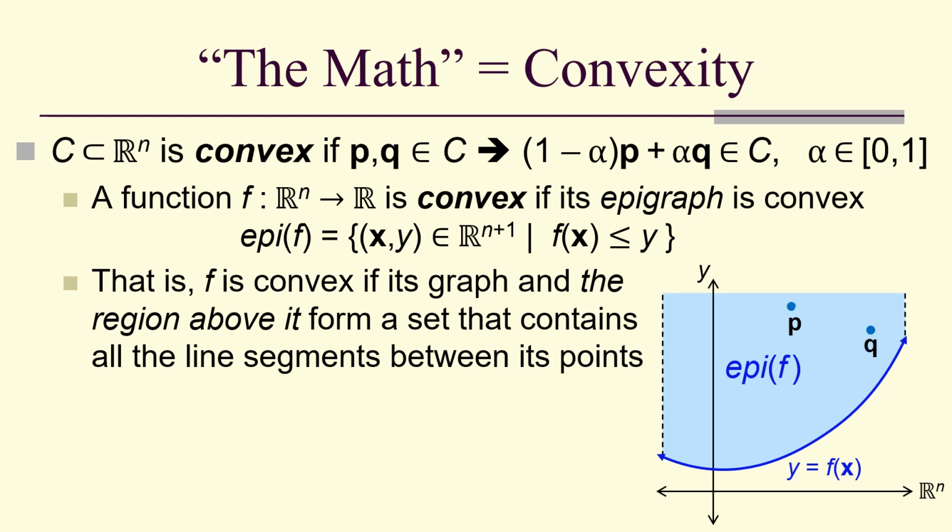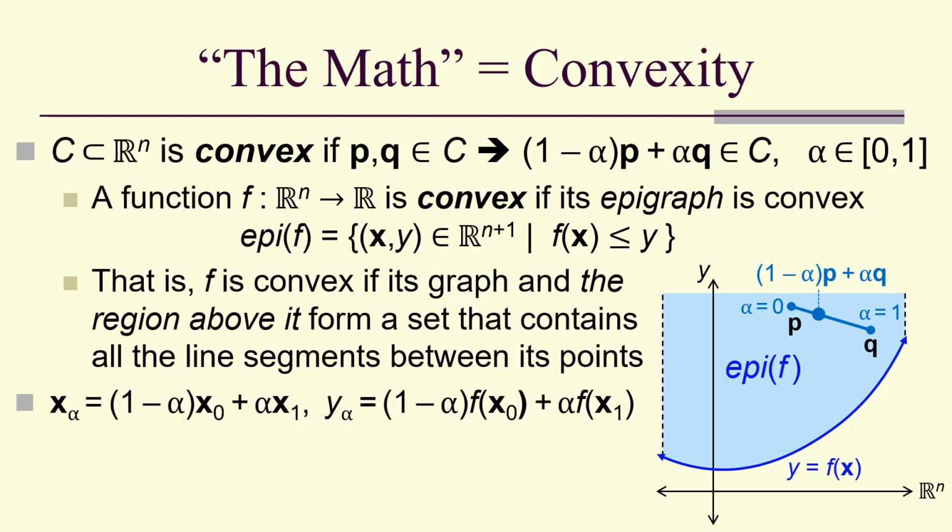In other words, if the epigraph is convex, if you've got two points p and q, then the line segment between them is also in there, where (1 minus alpha) p plus alpha q is just the notation for all the points on the line segment between p and q. Alpha equals 0 is p, alpha equals 1 is q.